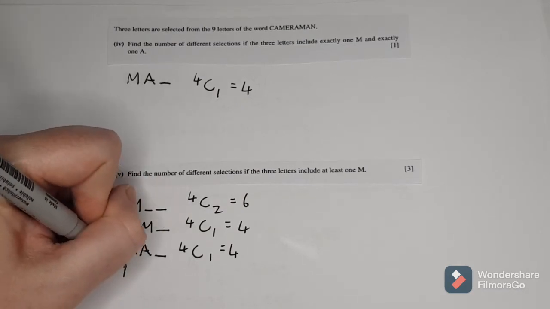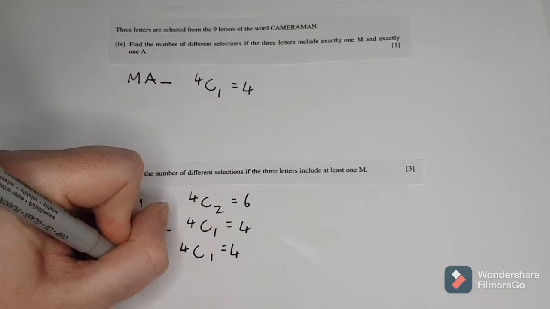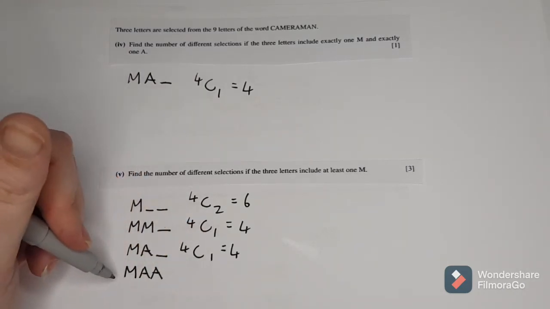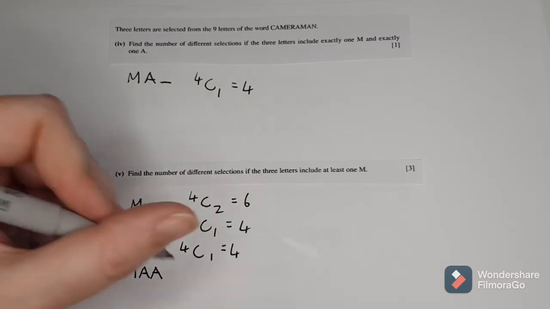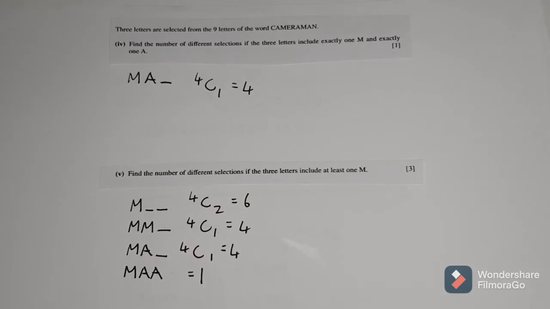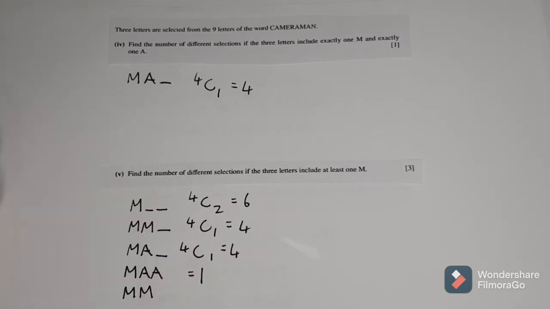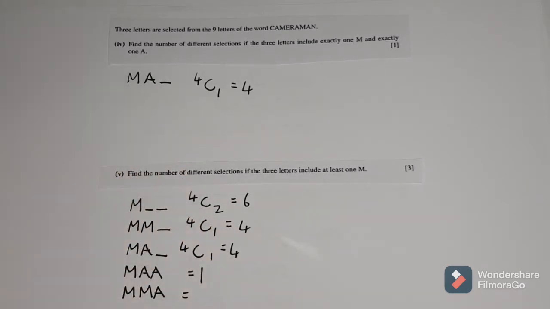Or I could have that one M. With that one M, I could have an A, and I could have another A. Now all the spaces are taken up. So this is just one thing. So I can say this is one option. And the other way, I could have multiple M's. So I could have an M and another M, and it could be with the A. And that, taking up all the letters, is also one option.